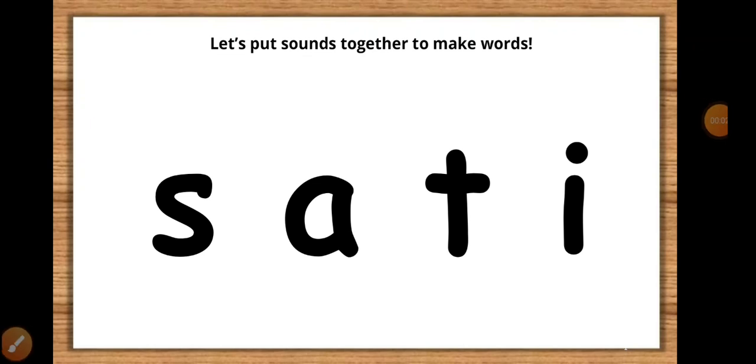Hello, today we are going to be singing out some words using the songs we have just learned. S-A-T-E. Let's do it again. S-A-T-E. Sound out the words with me. Let's get started.